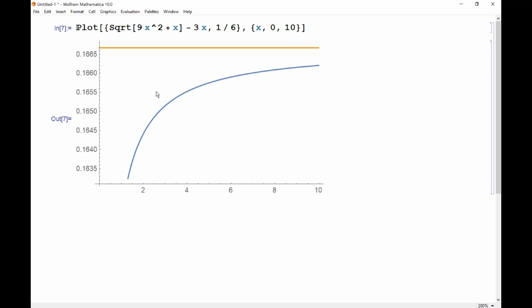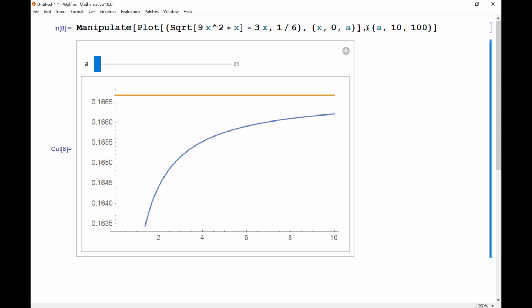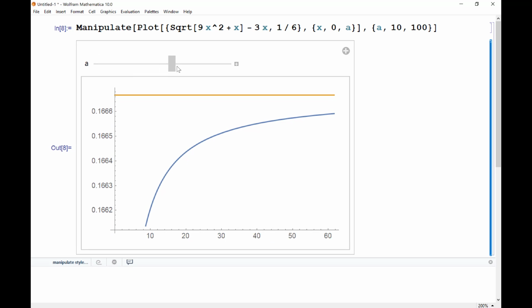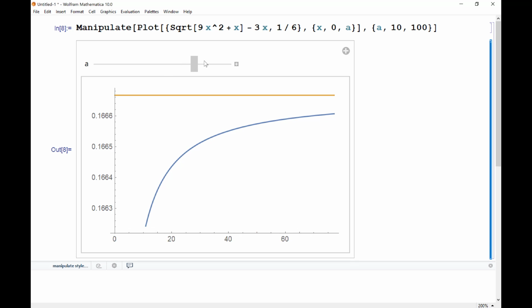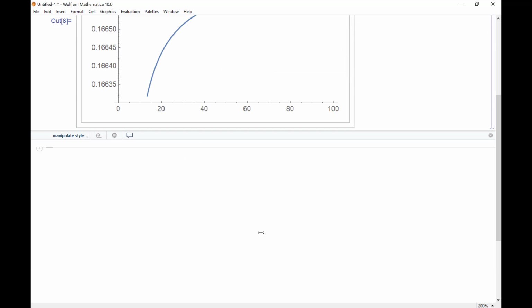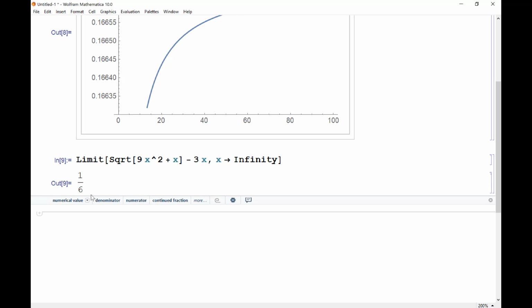And actually, if I did a Manipulate around this, and instead of going to 10, I went to a value a, and we'll let a go from 10 to, how about 100? I think we can see it even more clearly as I drag a across. You can see here that my y-axis is getting very, very small. Look, I'm at 1.662 up to 1.666. And as I keep going, I just get closer and closer to that horizontal line. Also in Mathematica, you can just say Limit. We could take the function that we just looked at, and I want x to go to infinity, and it'll just pop it out for you.